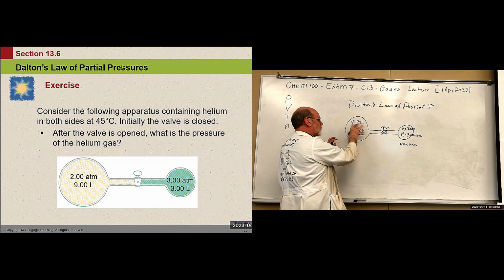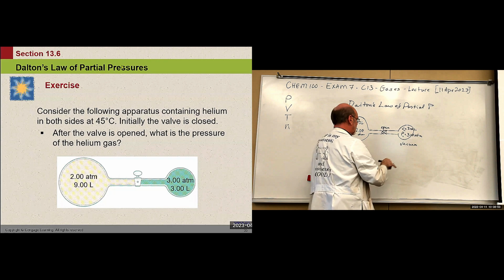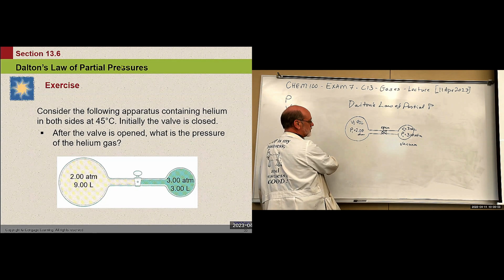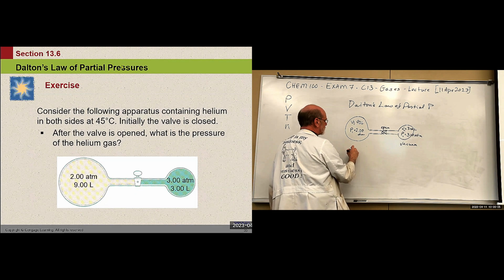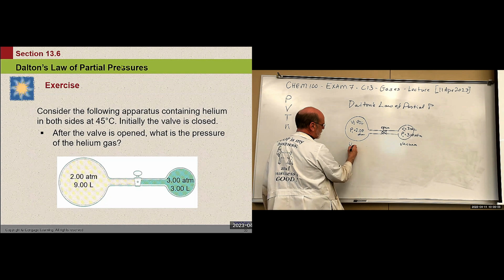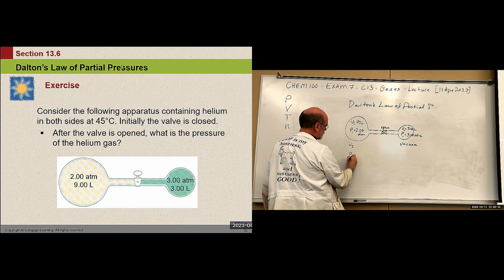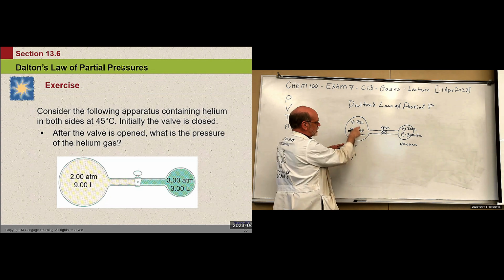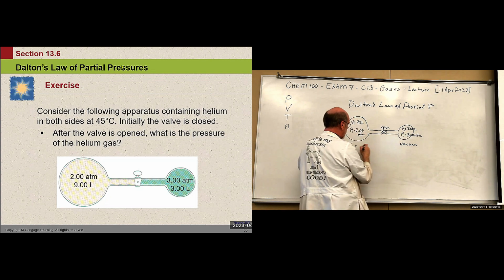And what happens when you open the valve and let that go into the vacuum? Well, the initial volume is 9 and the initial pressure is 2. Let me give it a different number. Volume and pressure 3. So what's the volume afterwards? Well, it's 9 plus 3 is 12.